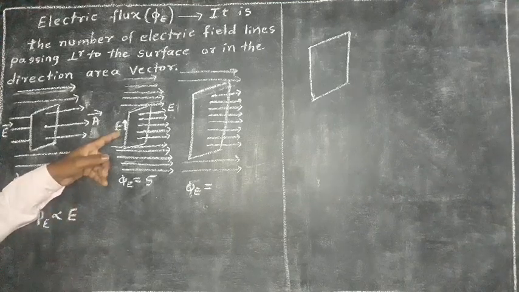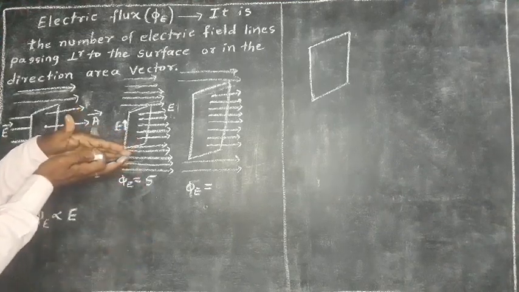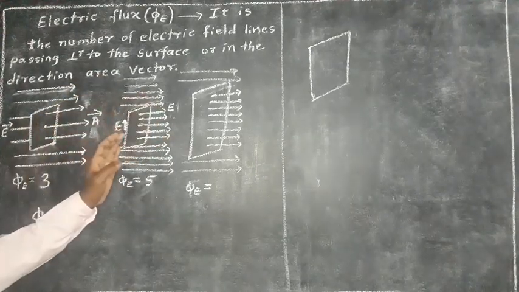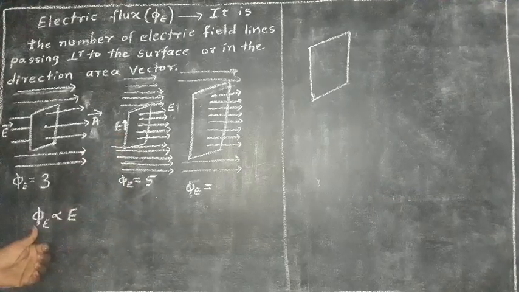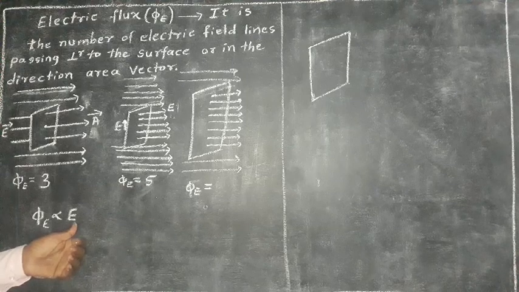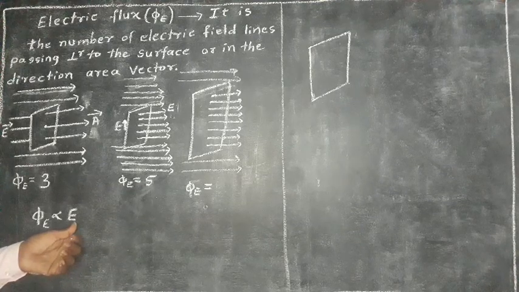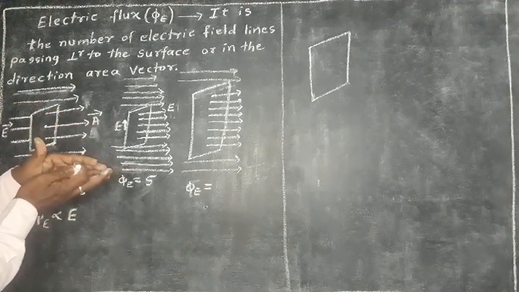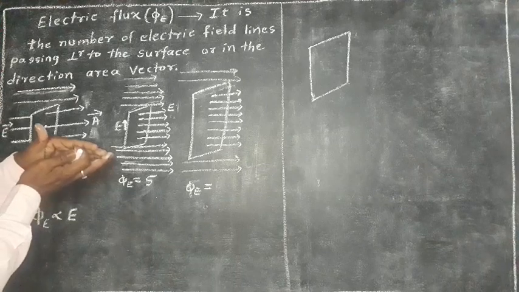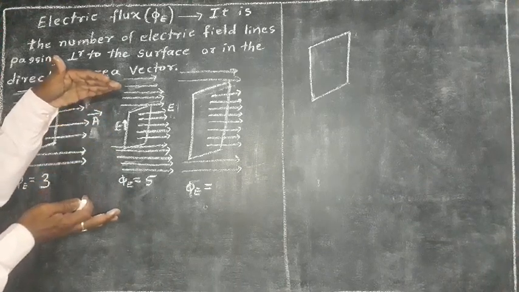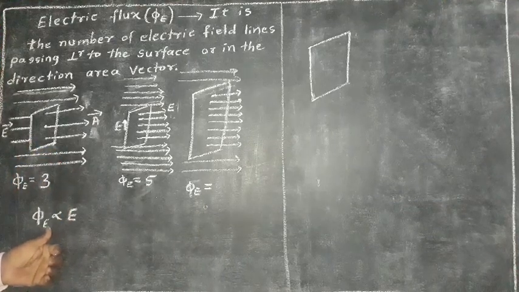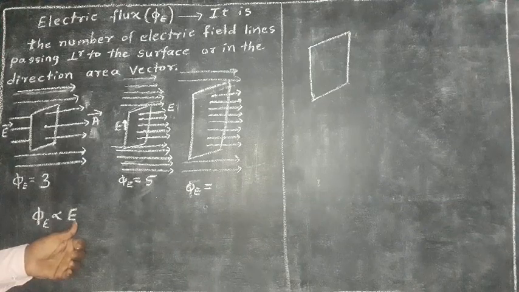As E increases, field lines become closer, therefore more number of field lines pass through the same area. Therefore electric flux is directly proportional to intensity of electric field. As intensity of electric field increases, field lines become closer. If intensity of electric field decreases, field lines are well separated. Therefore flux is directly proportional to intensity of electric field.